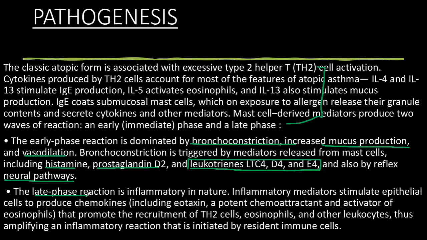Now, the late phase reaction is inflammatory in nature. The inflammatory mediators usually stimulate the epithelial cells to produce chemokines, especially eotaxin, which is a potent chemoattractant and activator of eosinophils. And this will promote the recruitment of T helper 2 cells, eosinophils, and other leukocytes. And this will amplify the inflammatory reaction that was initiated by the resident immune cells.